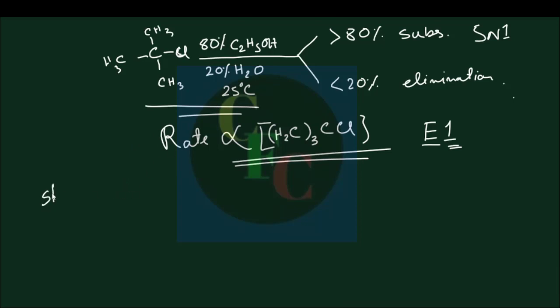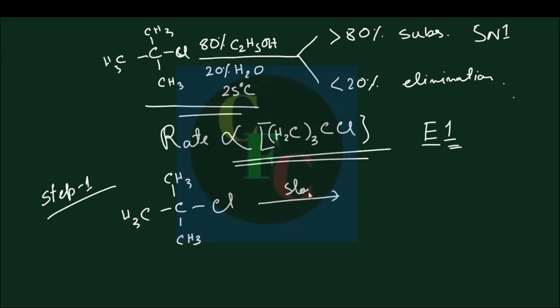So in step 1 we have the formation of the carbocation. This is the slow step, and the tertiary butyl carbocation is formed, which is of course very stable due to all this hyperconjugation and plus I effects. And this Cl minus is solvated.